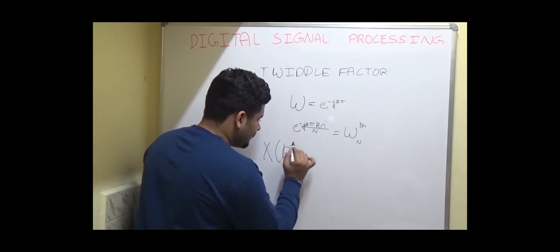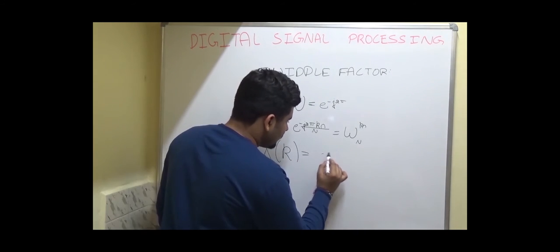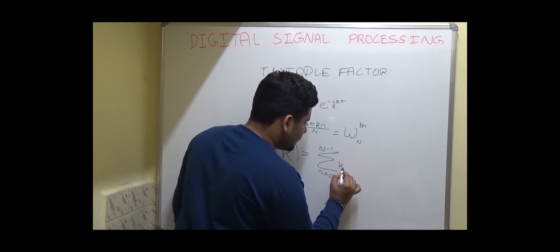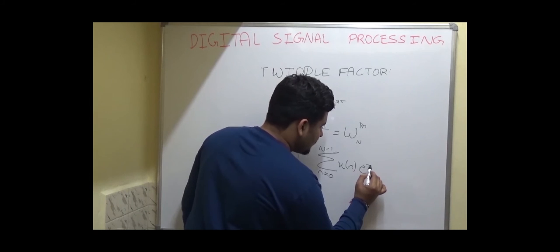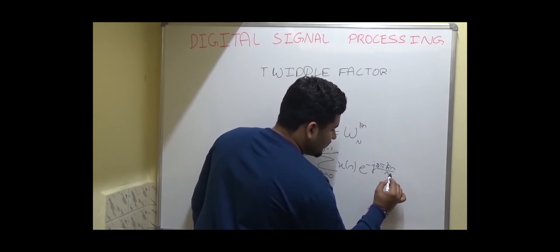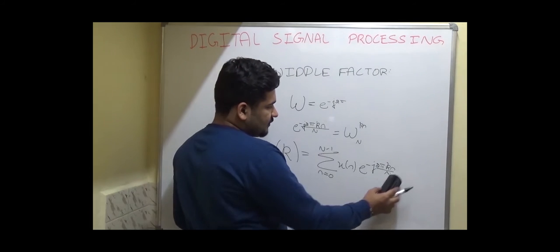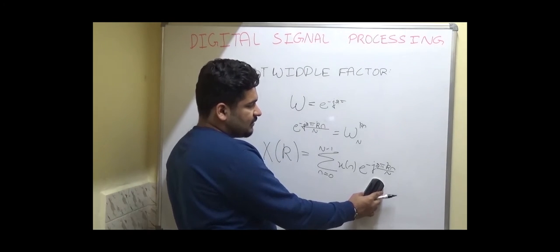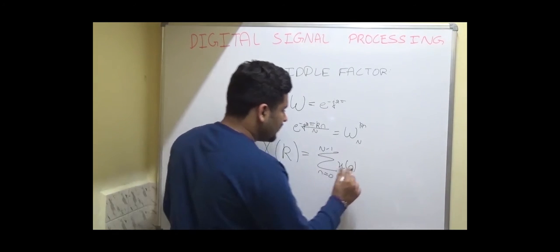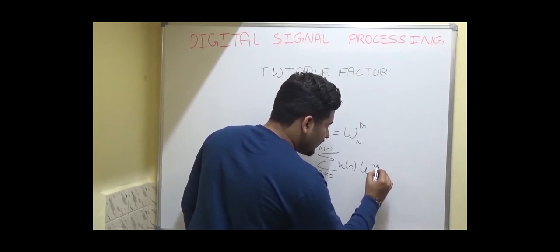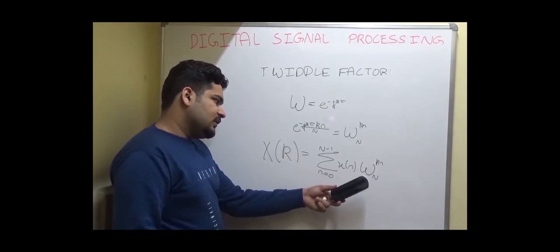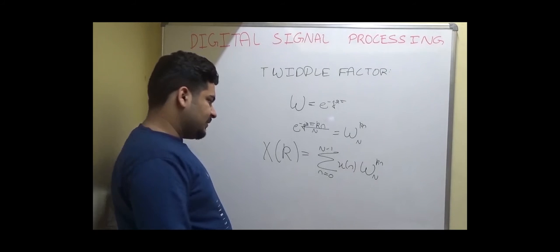X of k is equal to summation n varied from 0 to capital N minus 1 x of n e raised to the power minus j2 pi kn divided by capital N. Now, in the place of e raised to the power minus j2 pi kn by capital N, I would be writing the Twiddle factor W capital N kn. Fine. So, this is how the Twiddle factor representation is made.